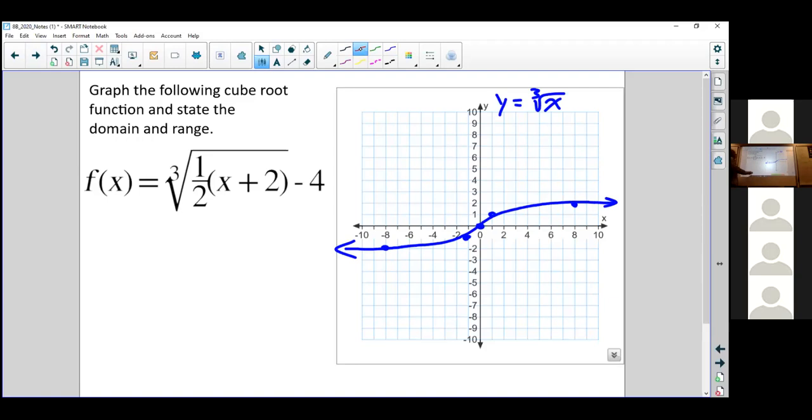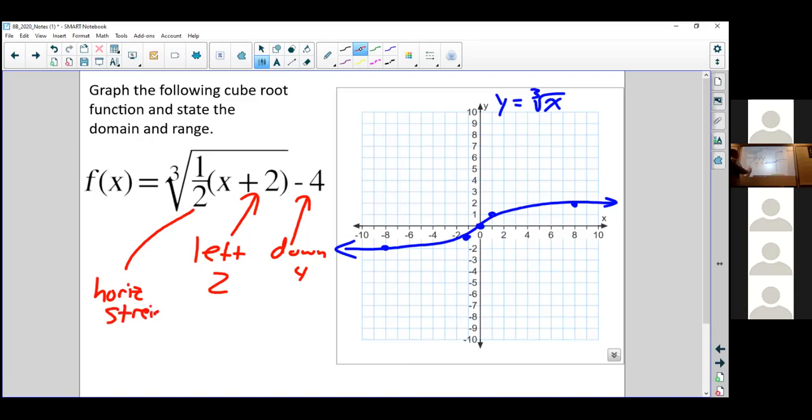All right, so first thing, this is down 4. This is left 2. And this is going to have a horizontal stretch by a factor of 1 over 1/2. And 1 over 1/2 is like saying 1 over 1 over 1/2. So it's going to have a horizontal stretch of 2.